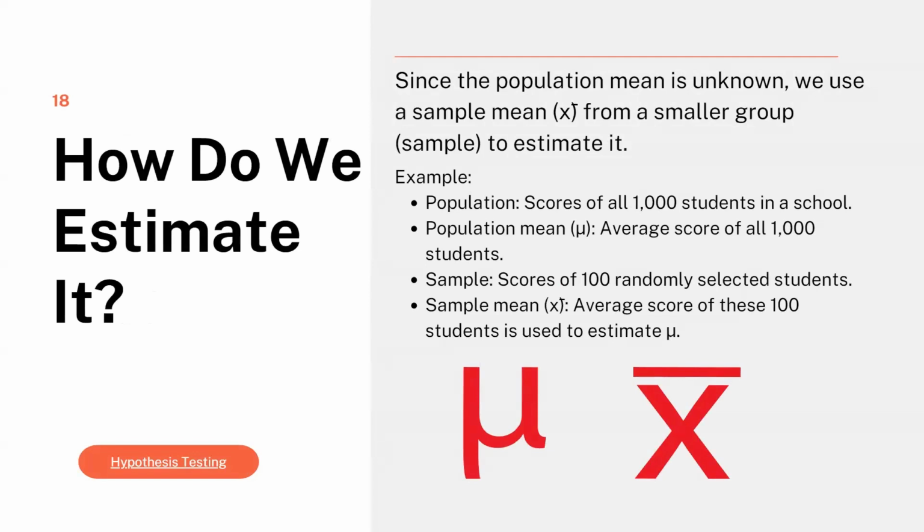Now we look at the example. So consider a school with 1,000 students. We want to know the average score of the 1,000 students in the school. The average is the population mean, right? But measuring every student's score is impractical. So we are going to take a sample. For instance, we select only 100 students randomly and calculate the sample mean, which is the average score of those 100 students. We then use the sample mean to estimate the population mean. This is how we estimate the population mean when it is not feasible to gather data from the entire population.